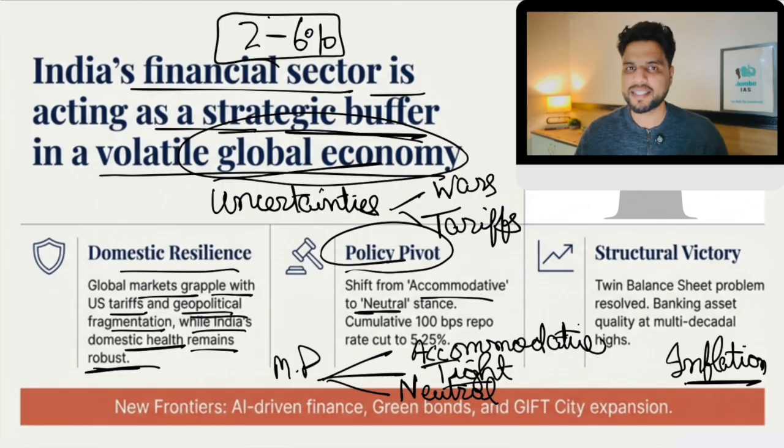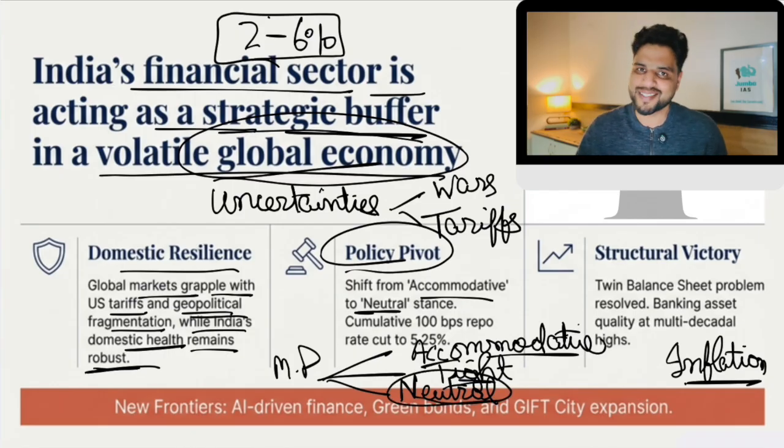Basically, what is RBI signaling through this? RBI is saying that we are not that worried about economic growth. The economy is doing fine. There is enough liquidity. And yes, we are not that worried about inflation, but we need to be mindful of it. Therefore, we are neither going in the direction of accommodative nor tight. We are in neutral territory. That means things are going well.